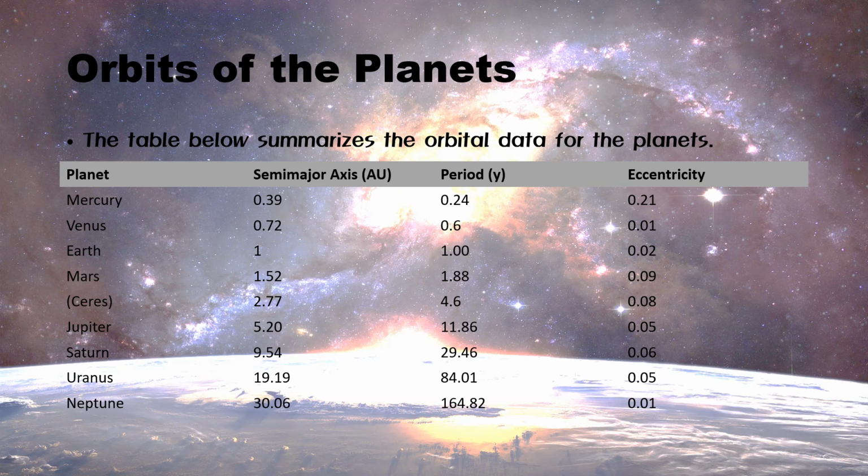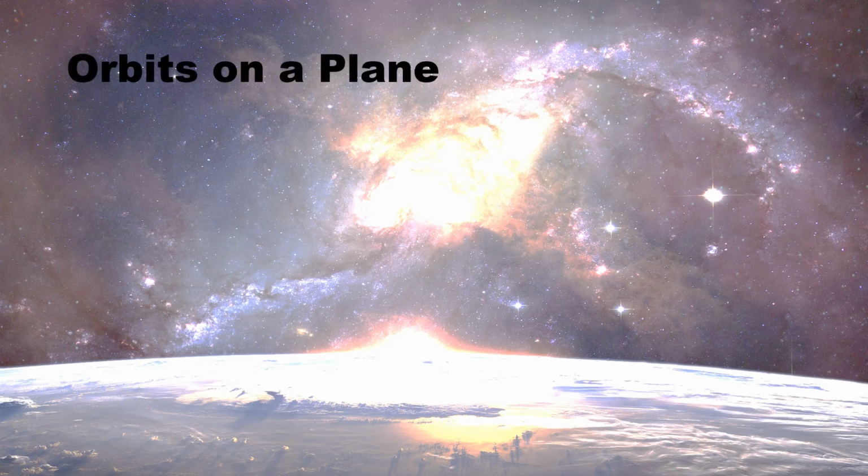And if we look at our eccentricity values, we have some values here that are pretty close to being less than 0.1, except for Mercury. So that is going to allow us to start thinking about our planets a little bit here as being orbits on a plane.